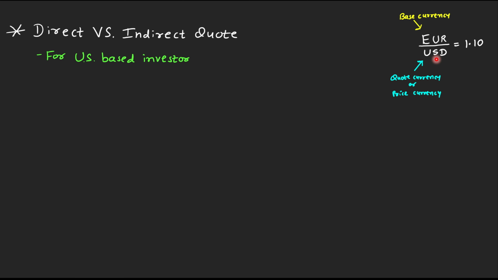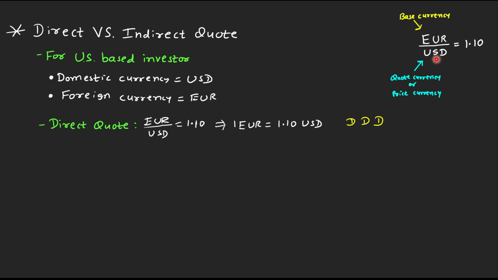So for a US based investor, let's say we have John, an investor in the United States. For John, the domestic currency will be the US dollar, right? For John, the foreign currency will be the euro. So for a US based investor like John, the direct quote will be EUR over USD. So USD will be our quote currency in the denominator, which is our domestic currency as well, equal to 1.10, which also implies 1 euro equals 1.10 US dollars.